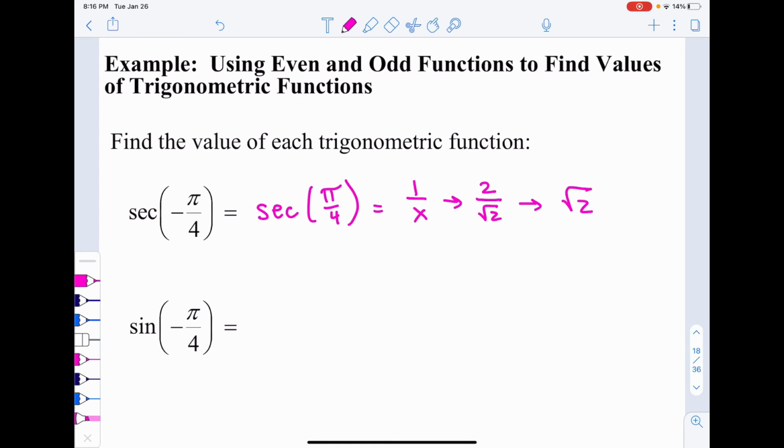If I take the sine of negative pi over 4, that's where we're going to have the opposite of sine of pi over 4. And if I have the opposite of sine of pi over 4, that means that my answer is going to end up being a negative root 2 over 2 because our sine function is just that y value. That y value is a root 2 over 2, but we now have the opposite, so we have the negative value of it.